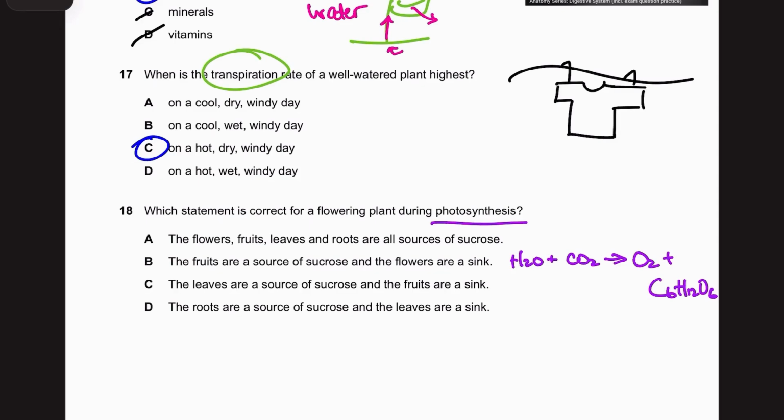Which part of the plant will be doing most of the photosynthesis? Photosynthesis requires light, and the leaf is very adapted to capturing light. That's why it's big and flat and has lots of chloroplasts, right? And therefore, the leaf is going to be the main source of where sucrose is produced. Yeah? And then after that, you want to transport it around the plant, and the sink is where it's deposited. It's usually in the fruits. Okay, so that is the answer for this one.